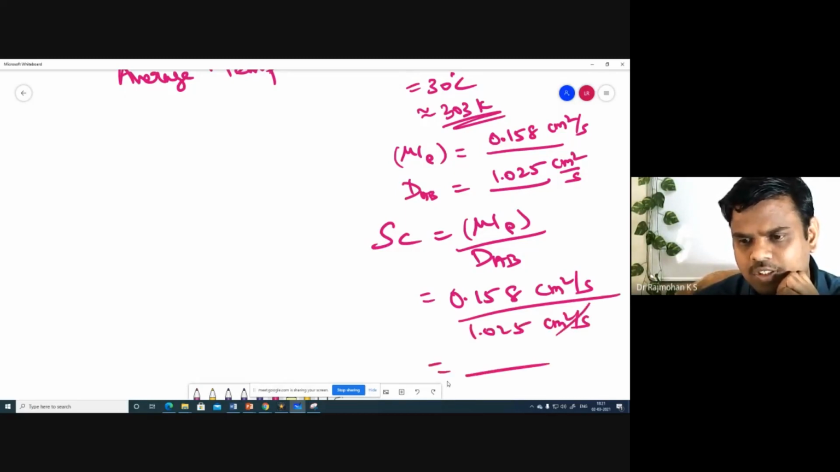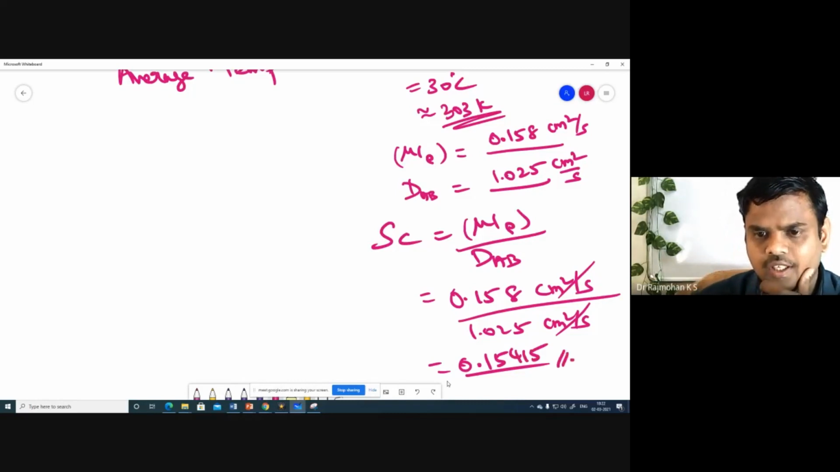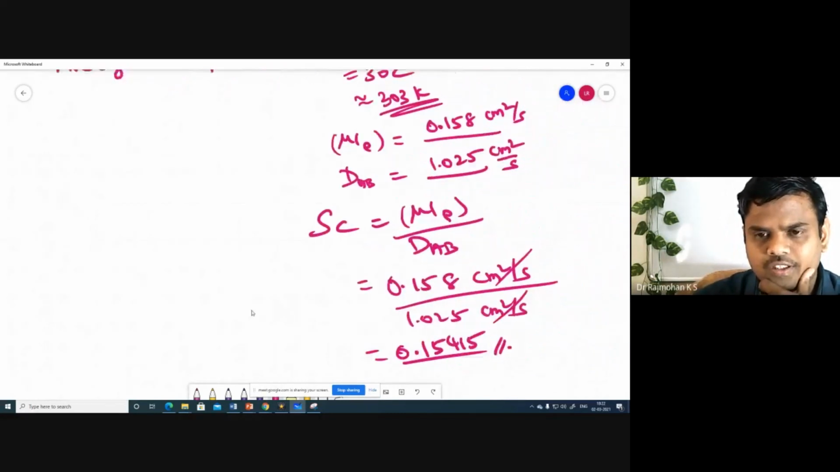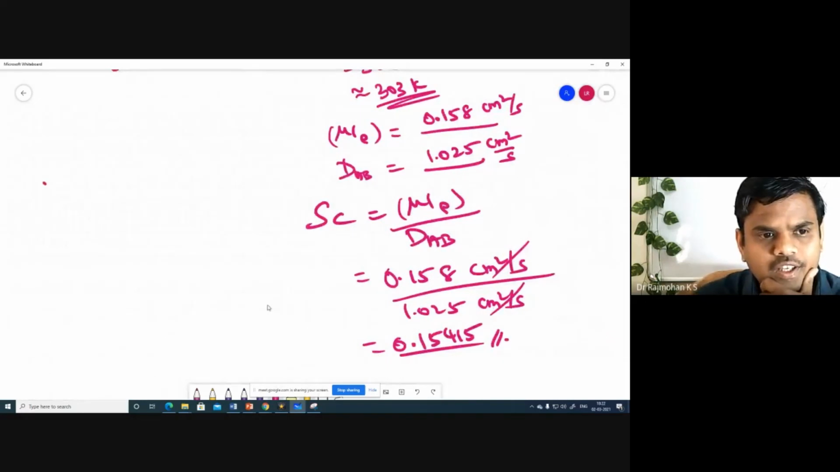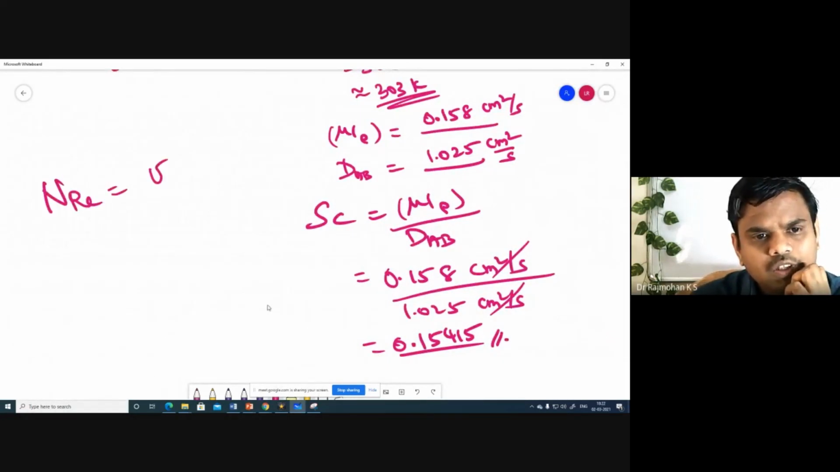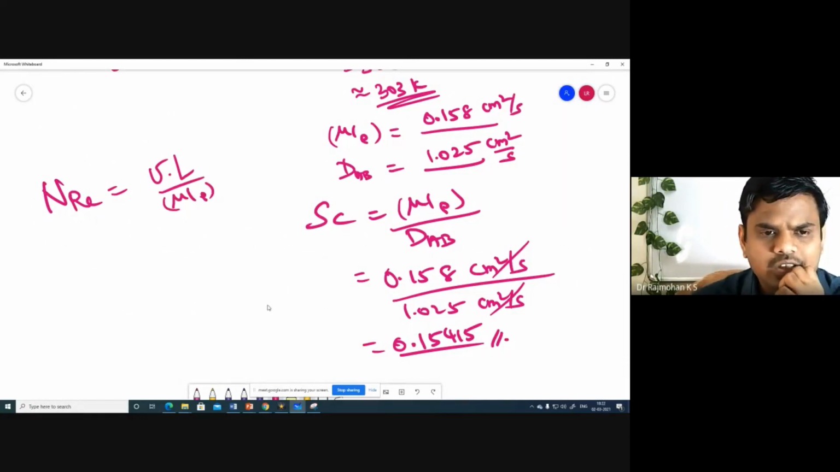We get a dimensionless number. What is the value? Please use your calculator. So you'll get 0.15415. Okay, and what about the Reynolds number? NRE is equal to rho Vd by mu, that is V times characteristic length by mu by rho. That is the Reynolds number, with kinematic viscosity.